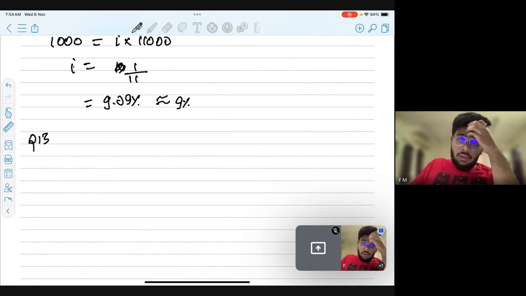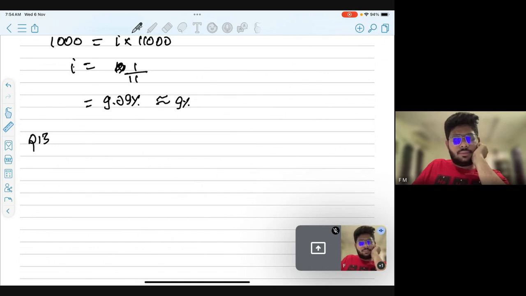A loan is amortized over 5 years with monthly payments at an annual nominal interest rate of 9% compounded monthly. The first payment is 1,000 and is to be paid 1 month from the date of the loan. Each succeeding monthly payment will be 2% lower than the prior payment. Calculate the outstanding loan balance immediately after the 40th payment is made. This is simple enough.